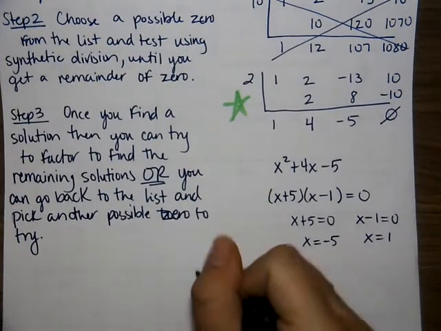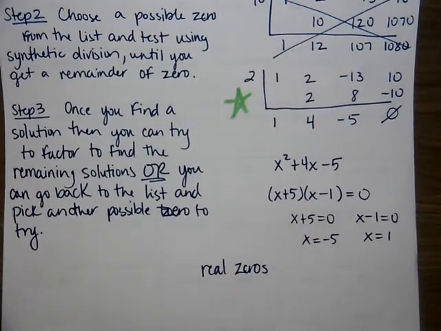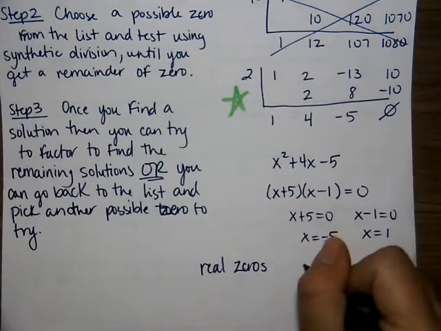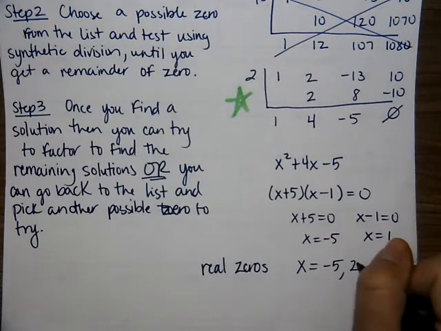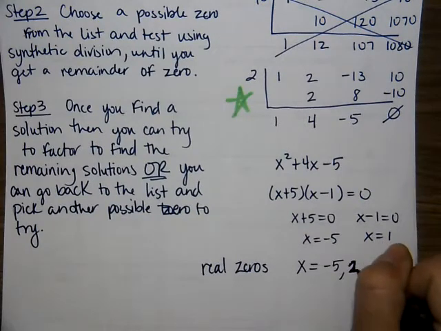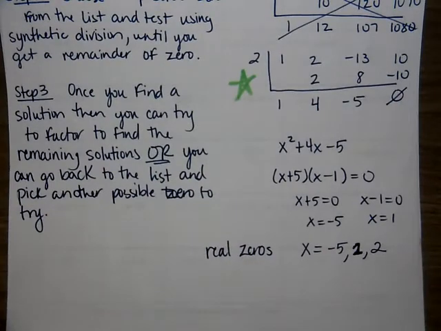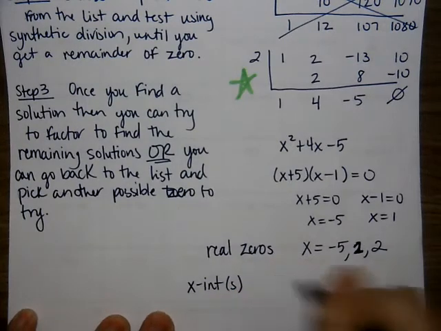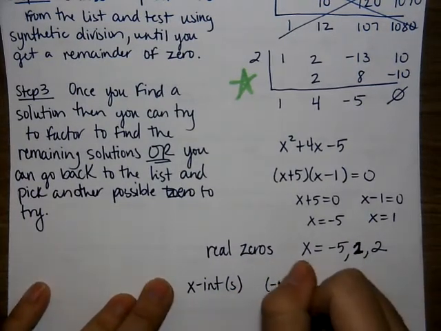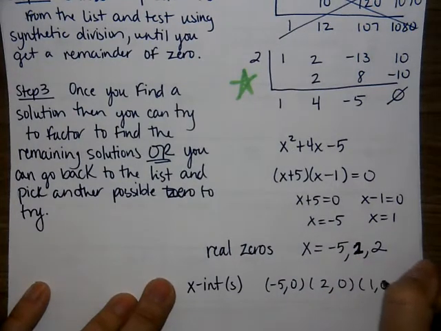The question said, find the real zeros, okay? So, if the question says find the real zeros, I just find x equals and then these values. So x equals negative 5, positive 2, positive 1. But I want them listed in smallest to greatest order. So negative 5, then 1 and then 2. If it said find the x intercepts, that answer would look like negative 5, 0, 2, 0, 1, 0.